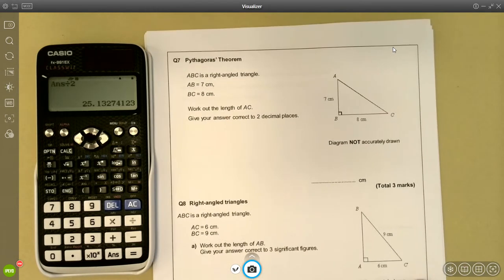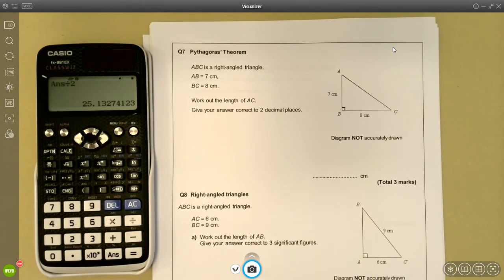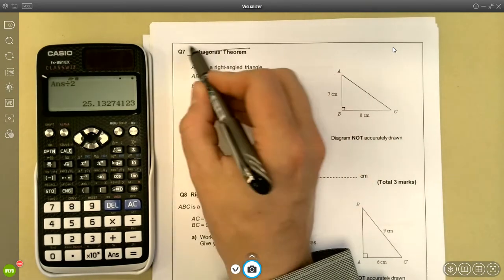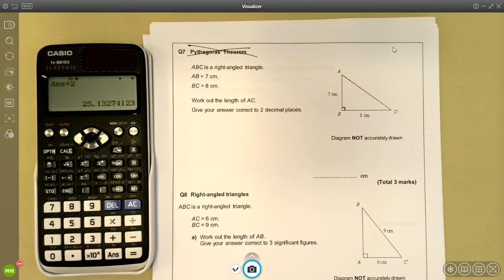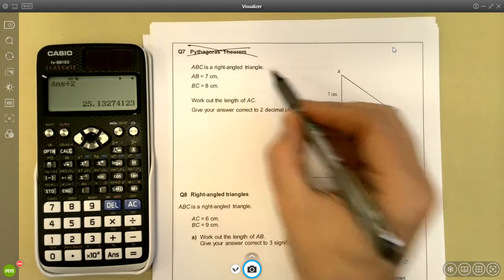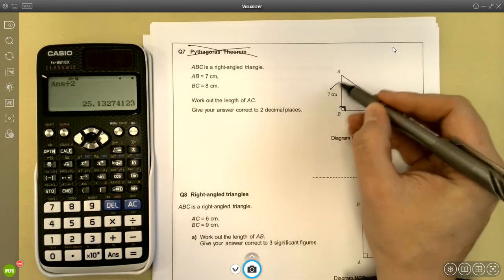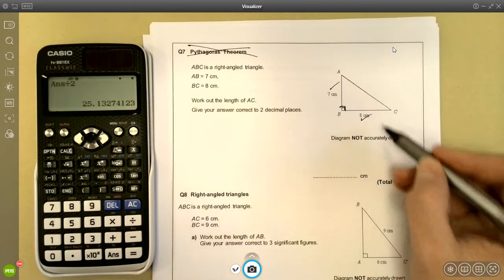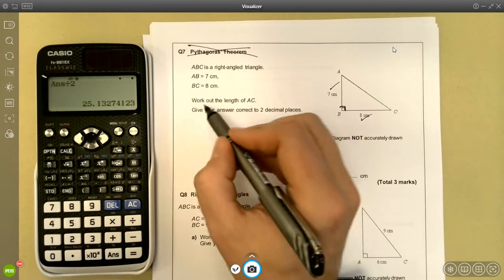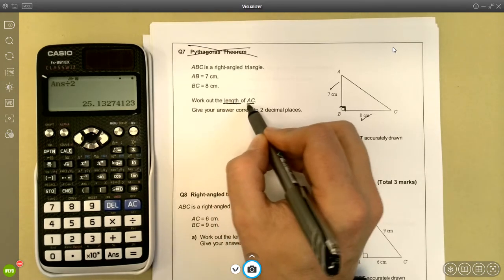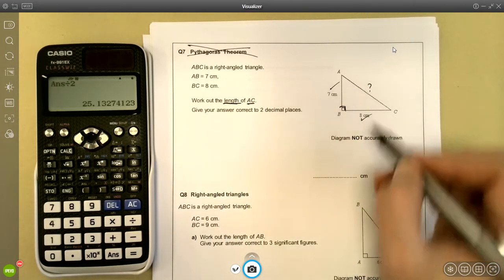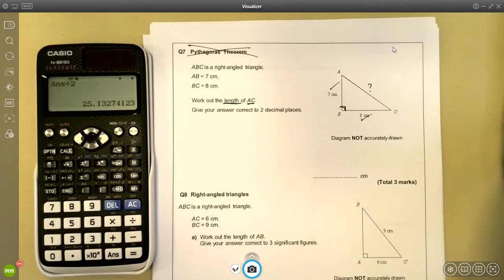Okay, next up, we've got question 7. Pythagoras Theorem. It's not going to tell you it's a Pythagoras Theorem question in any other exam than Mr. Becker's exam here. All right, so I have to get good at spotting this. So it's a right angle triangle. AB is 7, right? Okay. BC is 8, so it's just telling us what's on the diagram. Work out the length of AC. So this part here, that length is what we want.